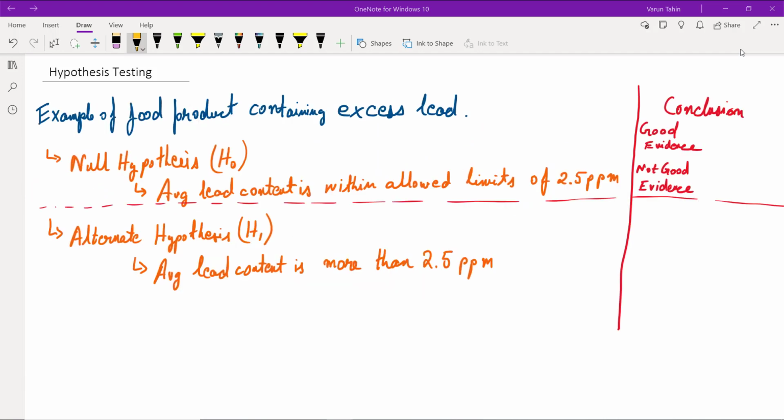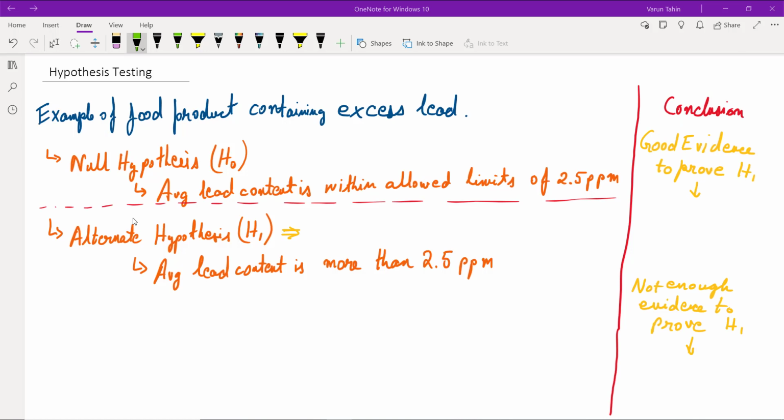Now we have seen this earlier also. We'll take an example of a food product containing excess lead. The null hypothesis or H0 here becomes: the average lead content is within the allowed limit of 2.5 parts per million. And the alternative hypothesis says the average lead content is more than 2.5 parts per million, and we are trying to prove the alternate hypothesis here, right? Now we can have two conclusions after the testing. If there is enough evidence to support the alternate hypothesis, then we will reject the null hypothesis, which is H0. And if there is not enough evidence to support the alternate hypothesis, then we say that we are failing to reject the null hypothesis.